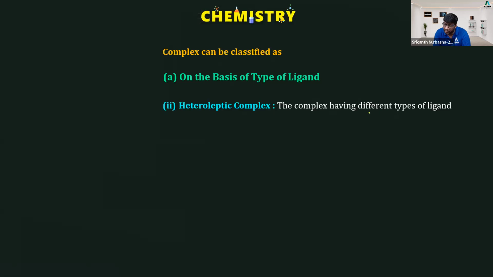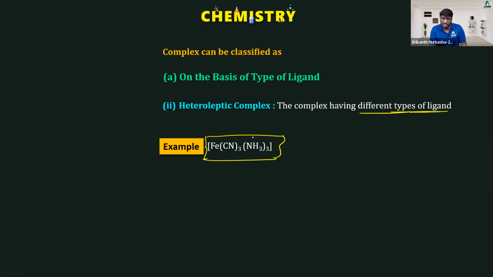Heteroleptic, you can say easily: the complex having more than one type of ligand. Example, Fe with CN taken thrice, NH3 taken thrice. This is just one example; there are a lot of complexes. Yes or no? Heteroleptic complexes are those where you have more than one type of ligand. Homoleptic complexes are those where you have only one type of ligand. Note down the heteroleptic complex example. A lot of examples are there, you will see them in the upcoming slides.